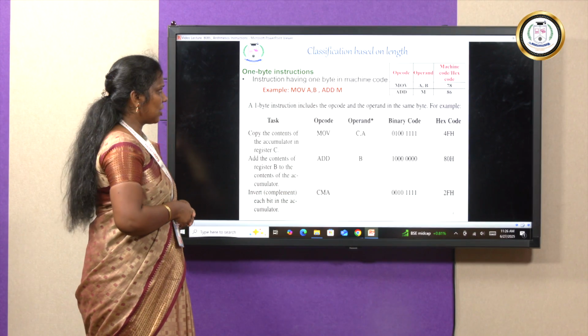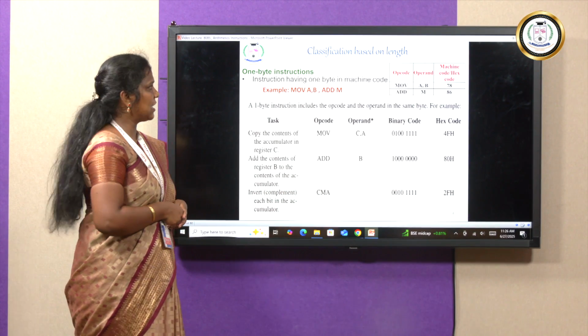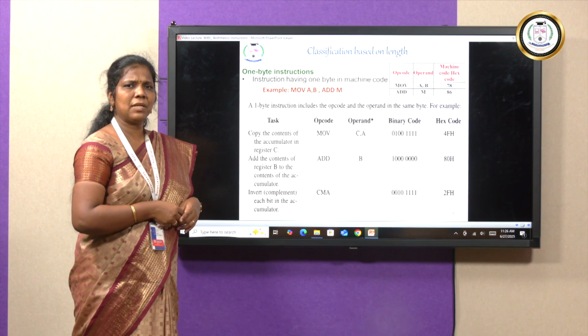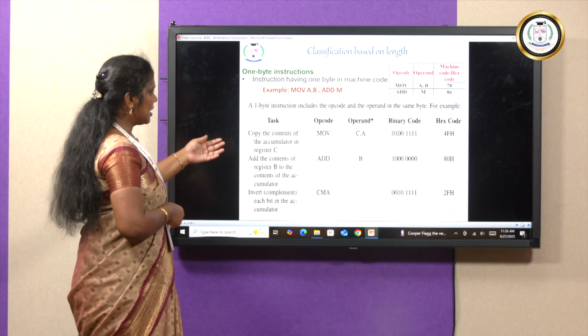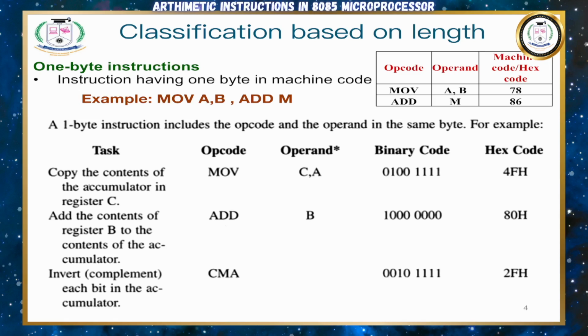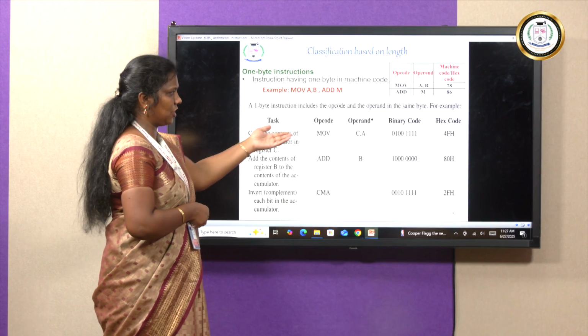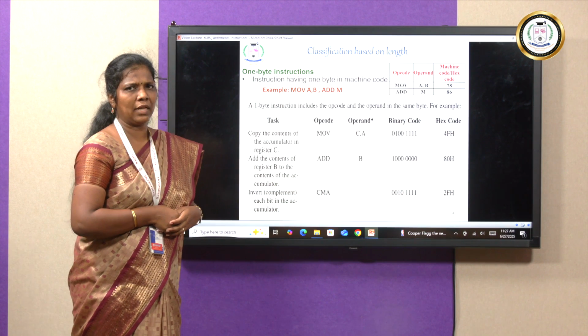The 1 byte instruction is defined as having only one machine code. For example, MOV A,B and ADD M, where an 8-bit data or a 16-bit address is not used in the instruction. Take the example MOV C,A. Here the content of the accumulator is moved to the C register, and the hex code for this instruction is 4FH, where H symbolizes hexadecimal.